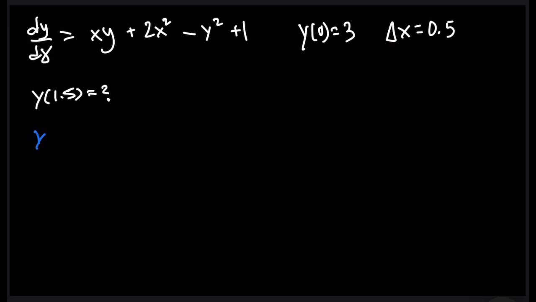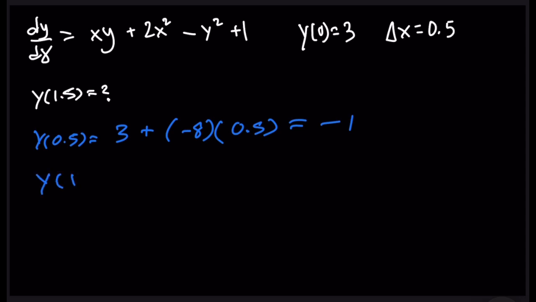So y of 0.5 equals 3, which is y of 0, plus we can solve for dy/dx when y is 0, and that's going to be negative 8. And then our 0.5, which is our interval, and that is going to equate to negative 1.